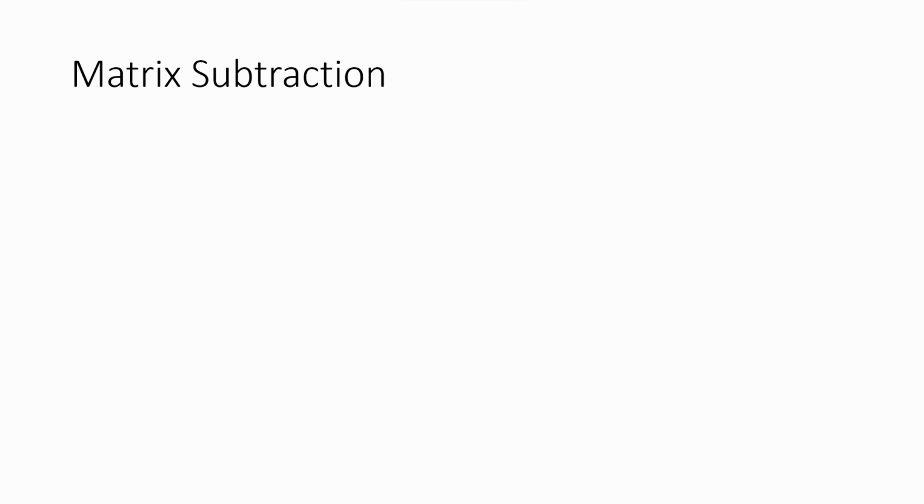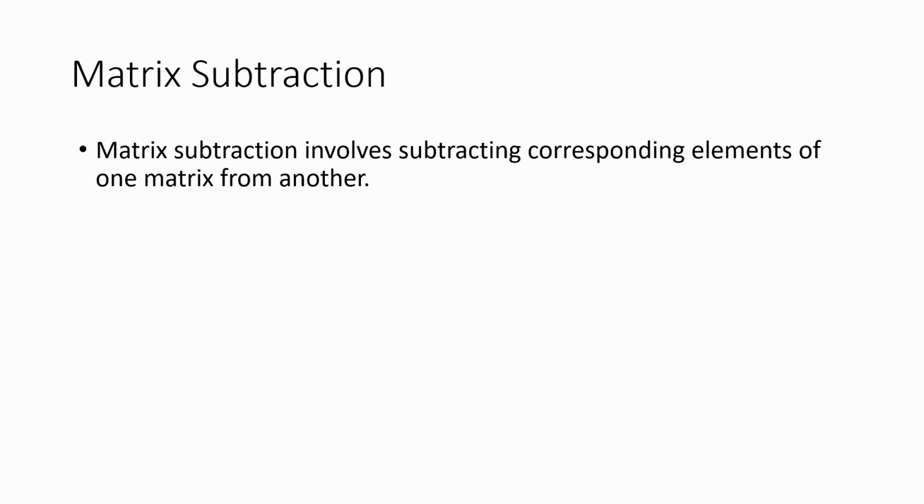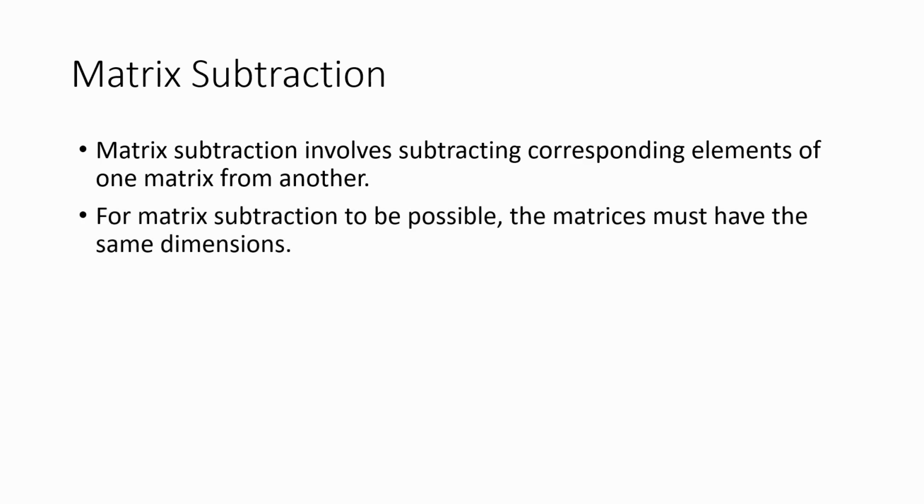And now we move into matrix subtraction. This is very easy. Even my 1-year-old baby can do it with his eyes closed. Anyway, matrix subtraction involves subtracting corresponding elements of one from another. For matrix subtraction to be possible, the matrices must have the same dimensions. It is pretty much the same as matrix addition.